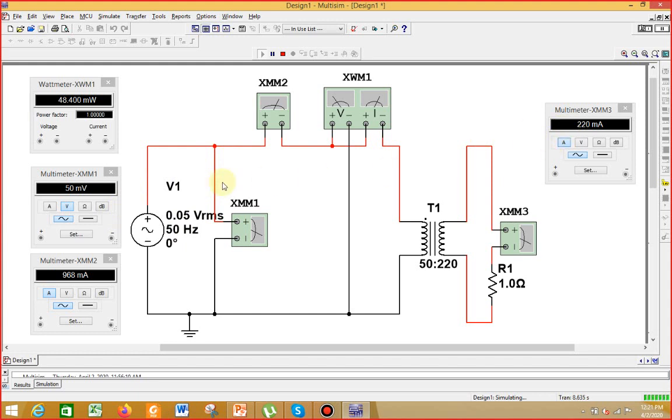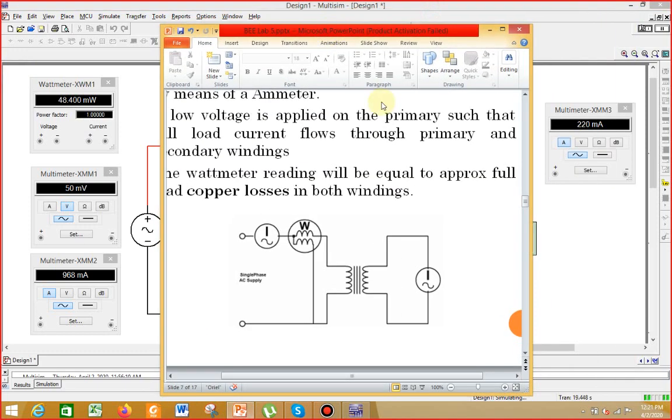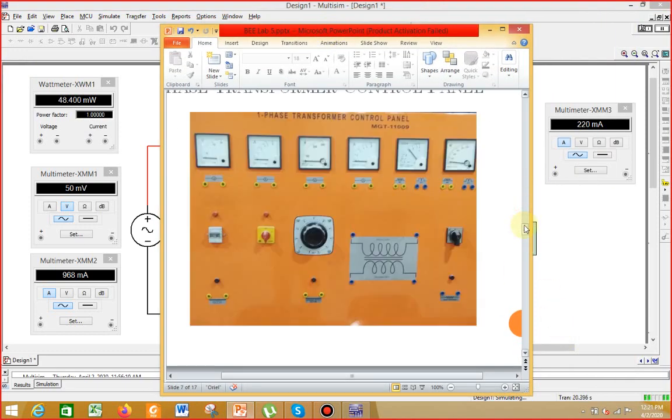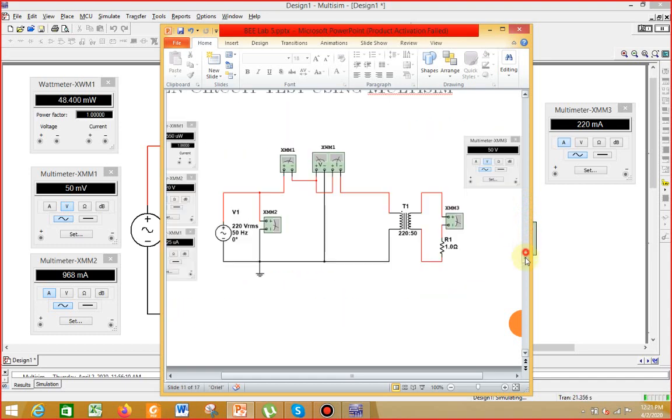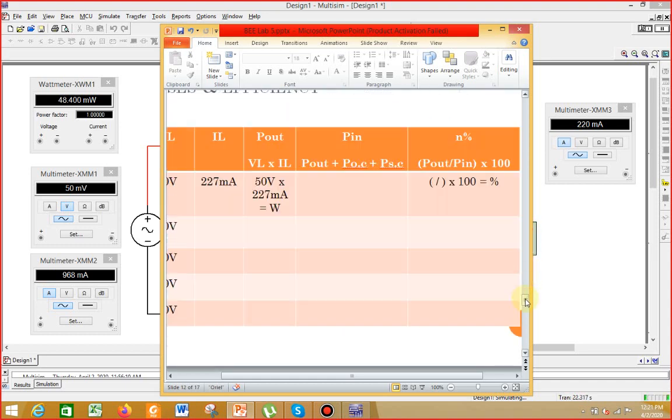Now this is the first reading. We have supplied 50 millivolts input, and we have current flowing through the primary of 968 milliamps, and the total power we are measuring here is 48 milliwatts. So I will note these readings on the table provided in PowerPoint.